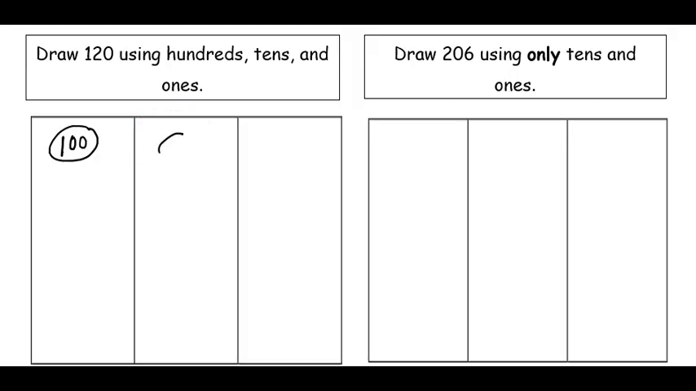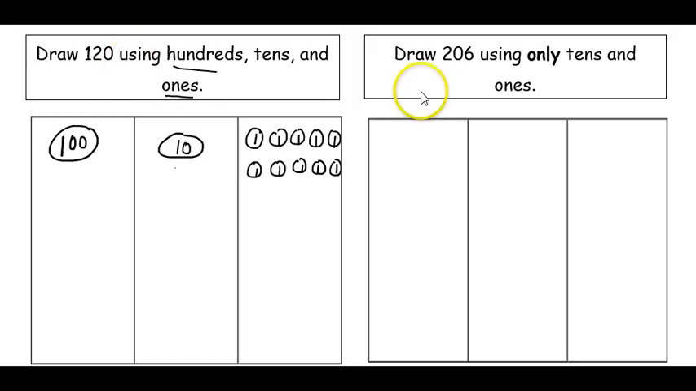Here's what I mean. I can put a 10 in my tens column. So far I have 110, but I need to use some ones as well. So I'll use 10 ones in my ones column. So now this shows 120 using hundreds, tens, and ones. 100 plus 10 plus 10 ones is 120.